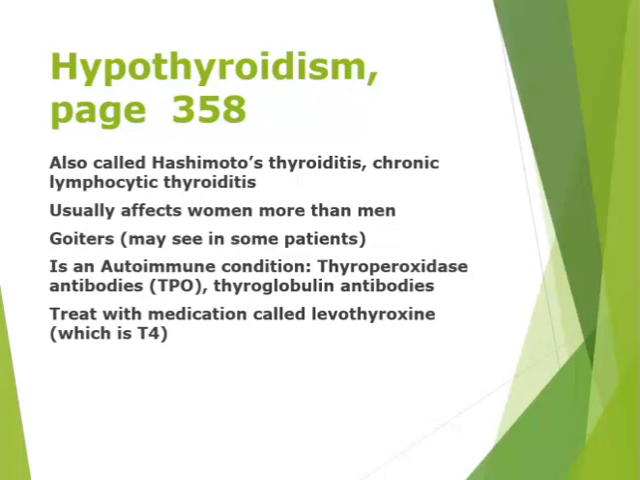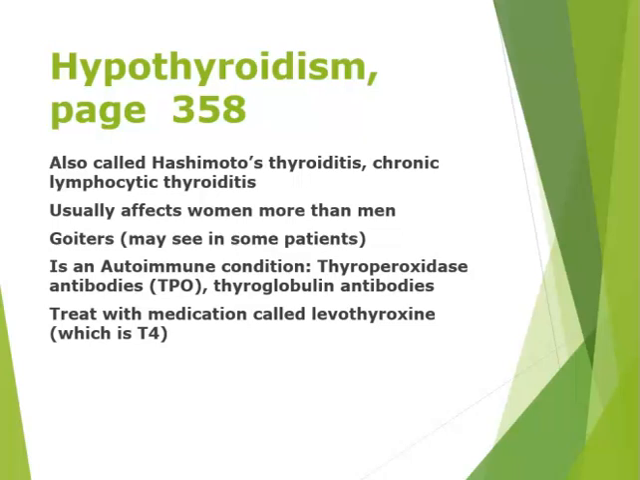Now let's talk about hypothyroidism, also called Hashimoto's. It usually affects women more than men. It can cause goiters in some patients, and goiters are just a term to describe a swollen thyroid gland. Hashimoto's is an autoimmune condition. In Hashimoto patients, you usually have high levels of antibodies, the thyroperoxidase antibodies, TPO, and you also have thyroglobulin antibodies, and we can test for both of these antibodies.